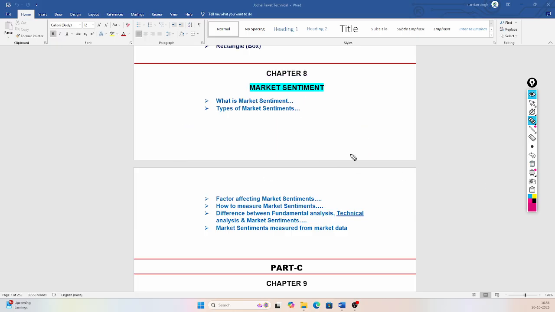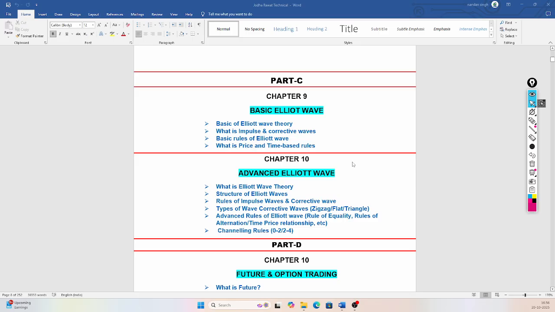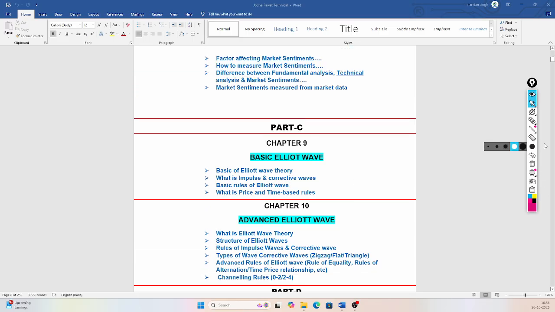Okay, and then we are going to learn here factors affecting market sentiments, how to measure market sentiment, and the difference between fundamental analysis, technical analysis, and market sentiment. Market sentiments are measured from market data. Now part C.